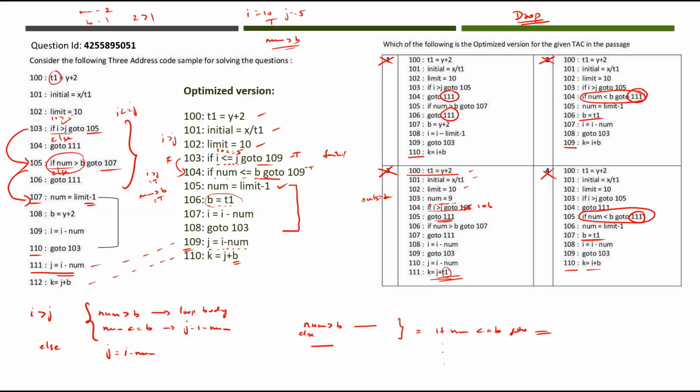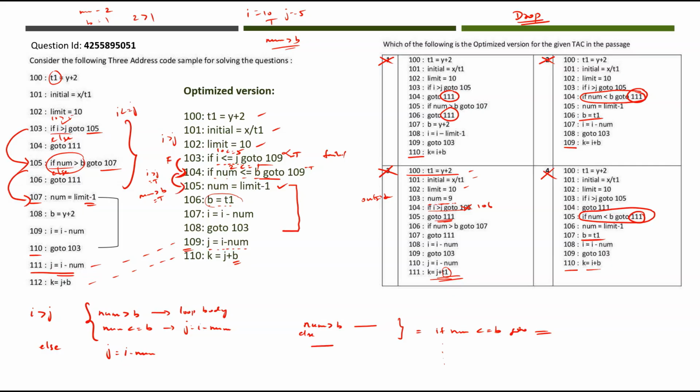Is it true? No. If it is not true, it will not go to 109. It will go to the next statement. Now, 2 is less than or equal to 1? No. So, it will not go to 109. It will go to the next statement.